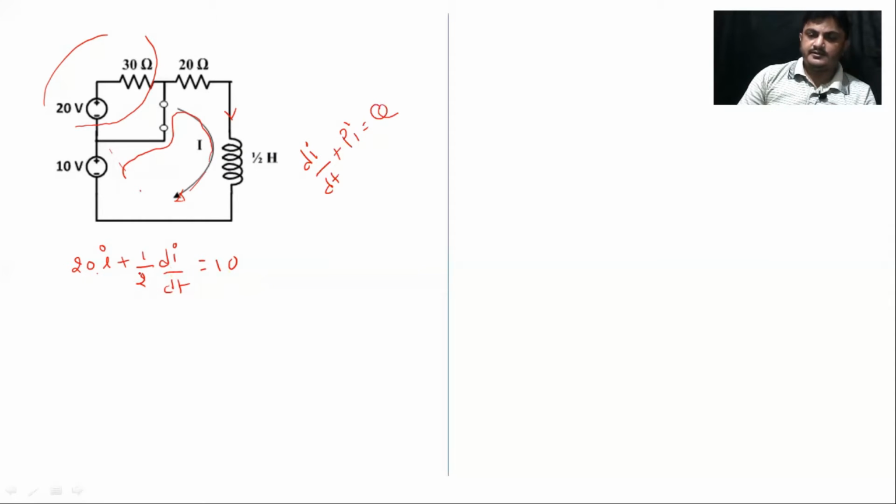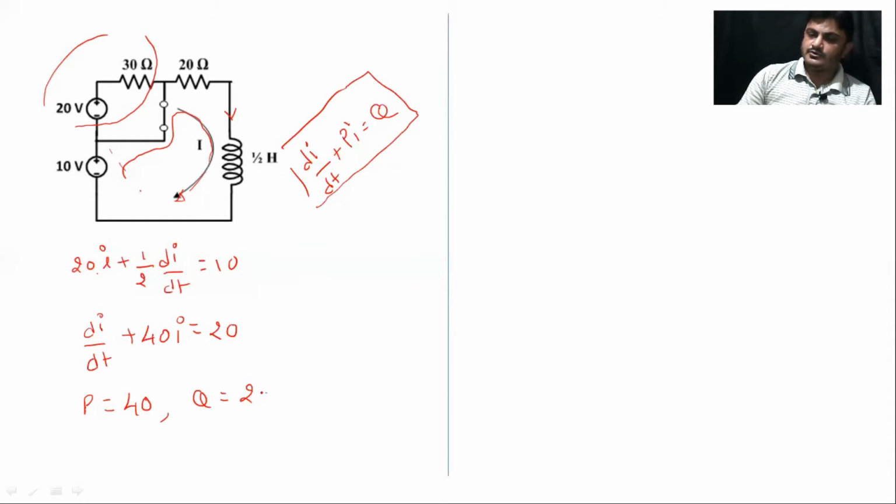So what will I get? This 1/2 multiplied by 2 gives 1. So this is dI/dt plus, if you multiply 20 into 2, this becomes 40I, equal to 20, right? I have just multiplied by 2 to get this form, dI/dt + PI = Q. Now if I compare these two equations, the value of P is equal to 40, right? And the value of Q is equal to 20.